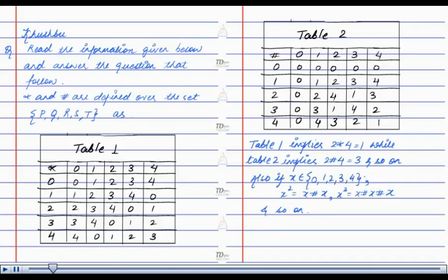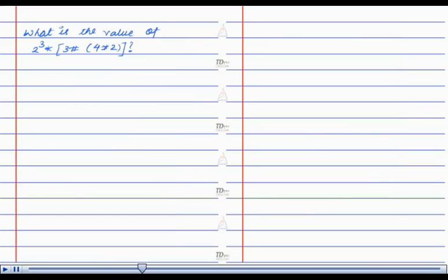Read the information given below and answer the question that follows. Star and hash are defined over the set P, Q, R, S, T as shown in tables 1 and 2. Table 1 implies 2 star 4 is equal to 1, while table 2 implies 2 hash 4 is equal to 3, and so on. Also, if x belongs to 0, 1, 2, 3 and 4, x square is equal to x hash x, x cube is equal to x hash x, and so on. What is the value of 2 cube star 3 hash 4 star 2?